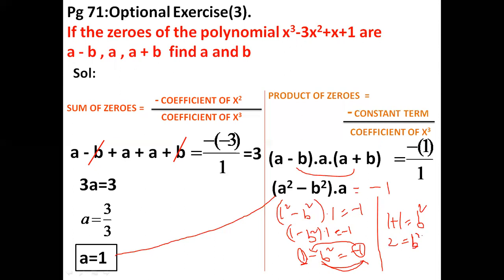B square. If this square comes to the left side, it becomes square root. So square root 2 is equal to b. So what is the value of b? That is root 2. So in this way, you can find the values of a and b.